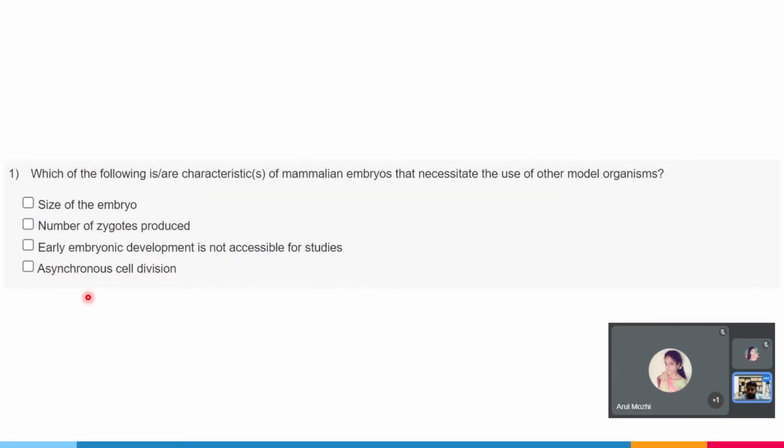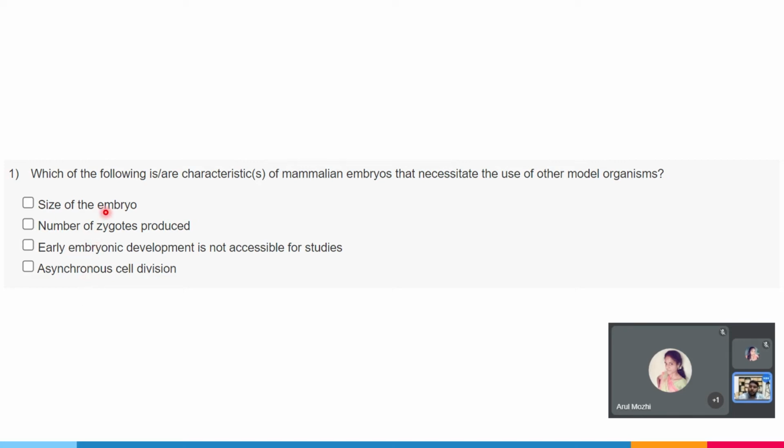Okay. So we move on. We have now moved on from plant development, and we will now move on to mammalian development and try to understand mammalian embryo development from the ground up. So this is the first question that will be encountered here.